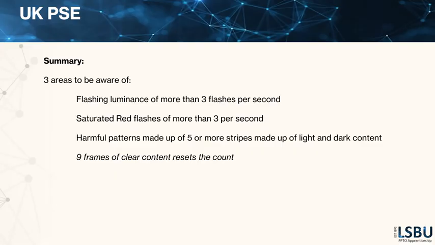If you have 9 frames in between those, then it resets the count. So it's 3 per second is what's allowed, nothing more than that. But if you have 9 frames, 9 clear frames, then it restarts the count again from 1. So it's 1, 2, 3 again from that stage on. So you could have 3 flashes, 9 clear frames with no flashes, then another 3 flashes, then 9 clear frames of no flashes, then another 3 flashes, and that would pass. That's absolutely fine. So we're looking for changes in luminance, changes in saturated red colors, and patterns of 5 or more stripes.